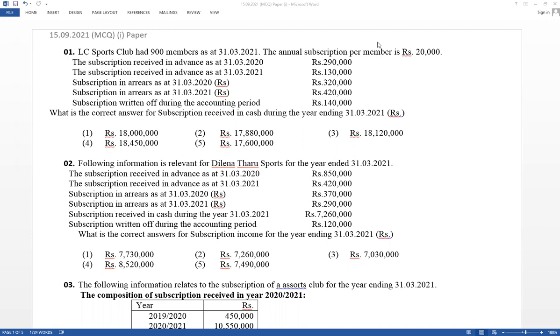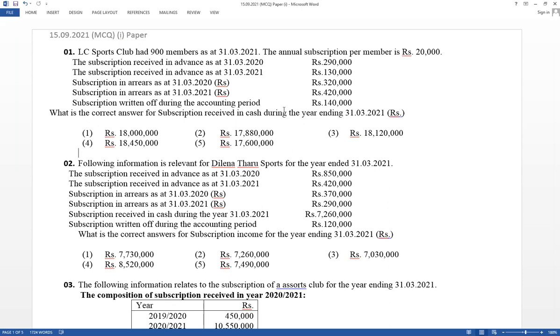Right now, think about question number 1. There are 30 MCQ questions I have given. MCQ is very important. Questions 1 to 4 are relevant to not-for-profit organizations. Think about the main income, subscription. Therefore, you have to know how to prepare subscription accounts. Membership fee equals subscription. Some members paid for this financial year, some paid for next financial year also, and some members had not paid for last year also.